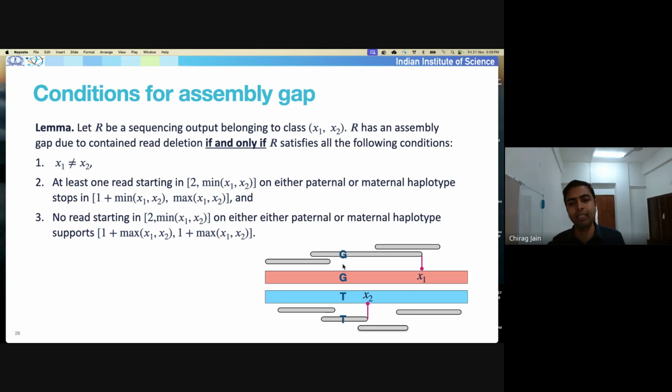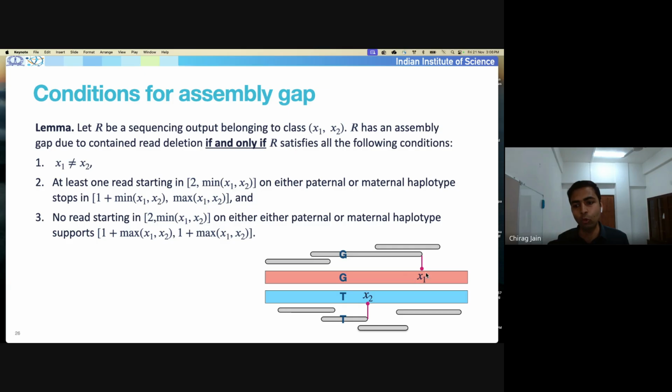So that is, if you consider the reads which cover the mutation position, like this is the position where a mutation is present between paternal and maternal genomes. And if we consider X1 as the read covering this position and which extends farthest to the right, similarly, the read on the paternal copy which extends farthest to the right is extending up to X2, and this read is extending up to position X1.